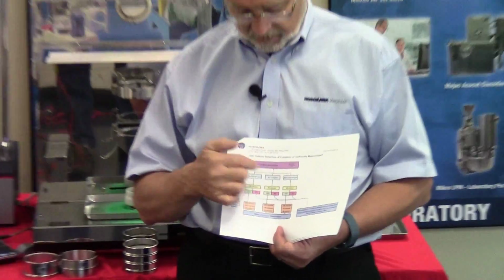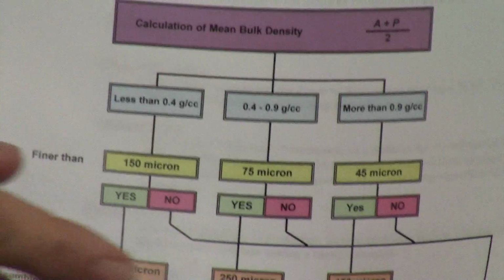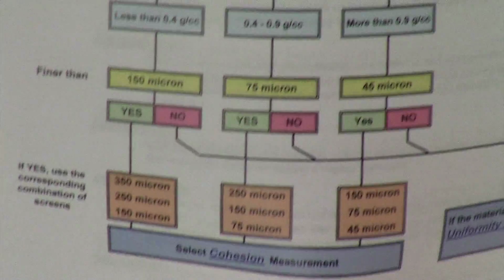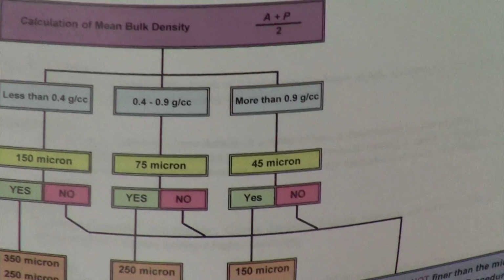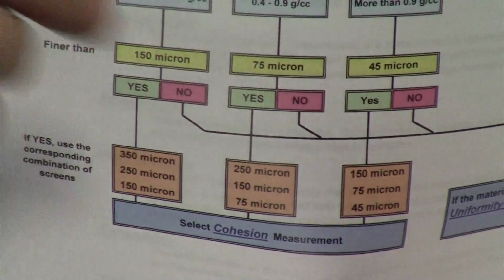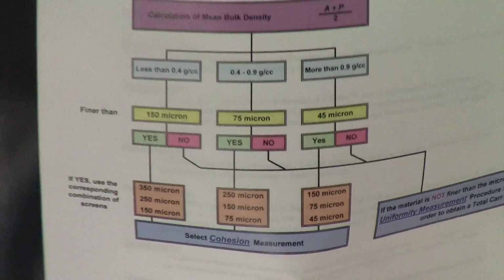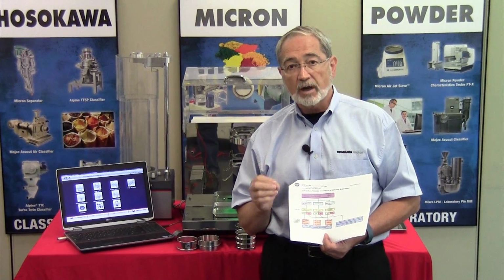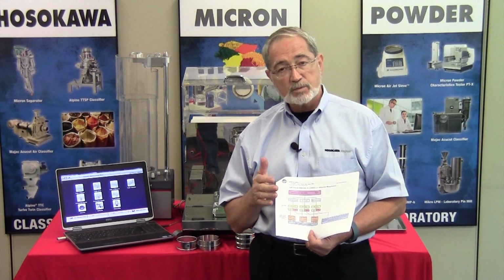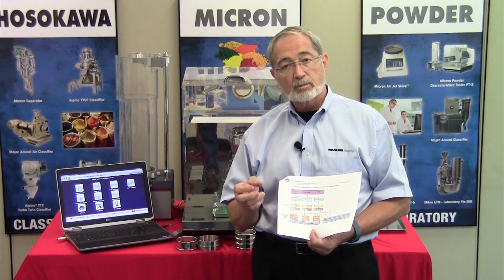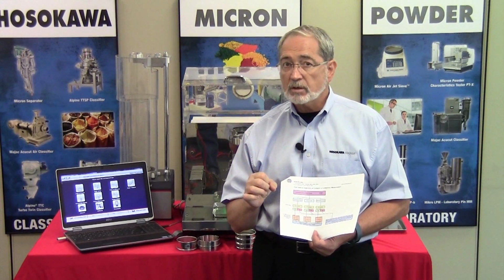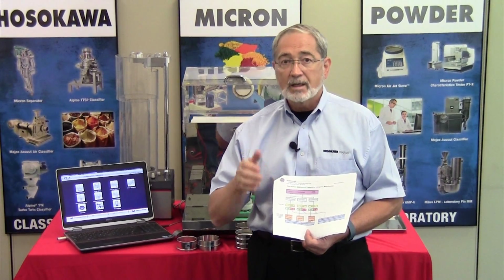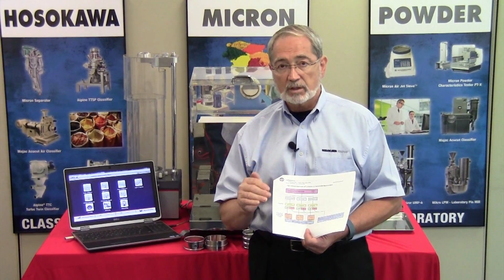The next level would be the 0.4 to 0.9, 75 microns, so then it's 250, 150, and 75. And then greater than 0.9, 100% must be less than 45 micron, so then it would be 150, 75, and 45. Please note that the higher the bulk density, the finer the particles. If you know your mean bulk density, the finer the particle, the greater the surface area, and the greater the surface area, the higher the potential for cohesion. So what we're trying to identify is that level of cohesion.